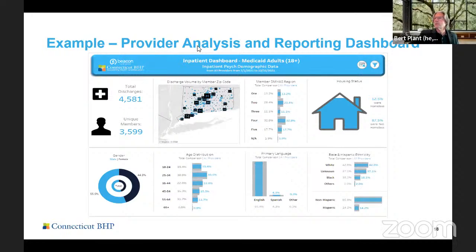We also have our provider analysis and reporting dashboard where we give this data. So we can sort this data by all hospitals or by each hospital and have specific data for them about who they are serving and who they're serving better or worse, so that they can make some changes internally, and we work with them a lot on best practices, et cetera, to accomplish that.